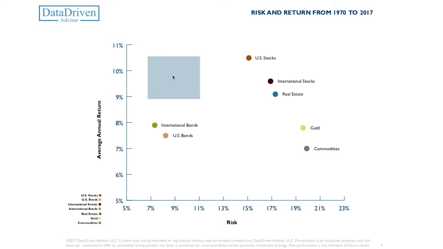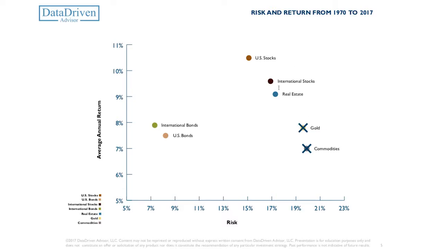When I point that out to people, they often instinctively go to the opposite end of the spectrum. They go to the low return, high risk space where they see gold and commodities. And most people don't own a lot of gold and commodities, and this chart tells us why.